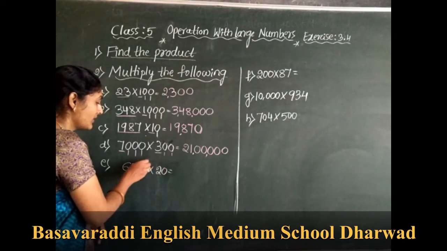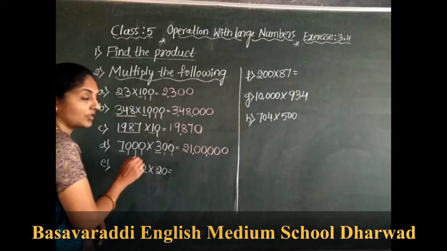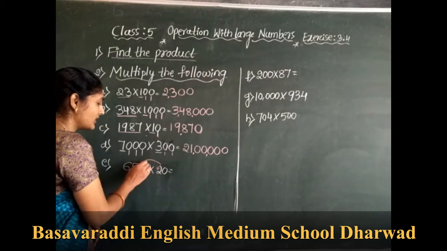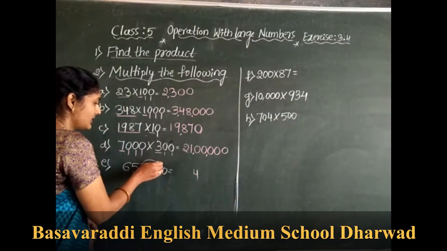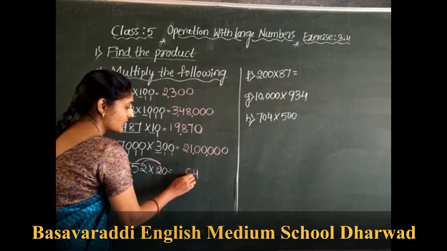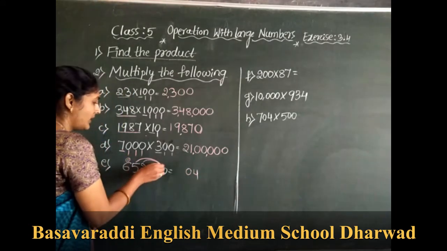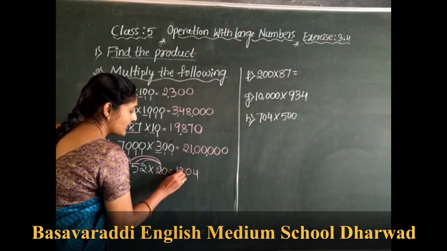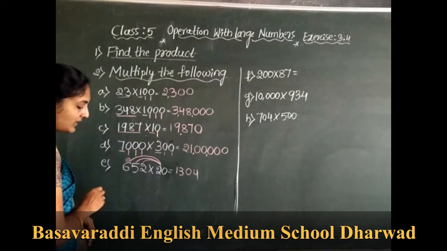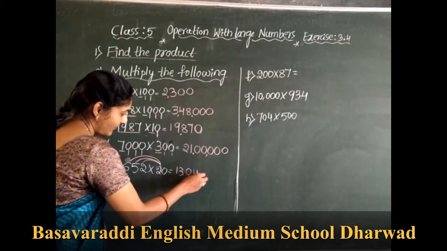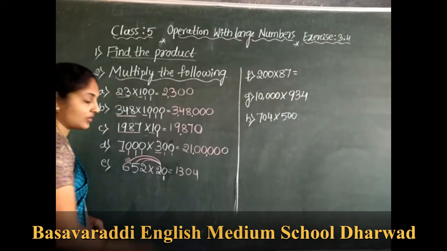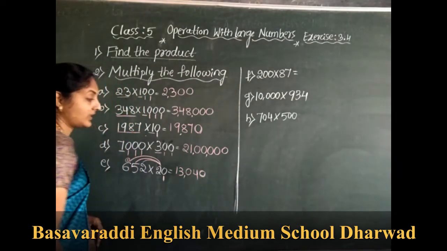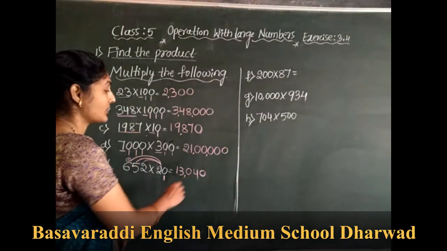Next, 652 into 20. Do the multiplication there. We have to choose the non-zero part first. 2 2s is 4. Next, 2 5s are 10, so 0 is here and 1 carry over. Next, 2 6s are 12. 12 plus 1 is 13. Next, how many zeros there? Only 1. So put the 0 in one's place. So it means 13,040.